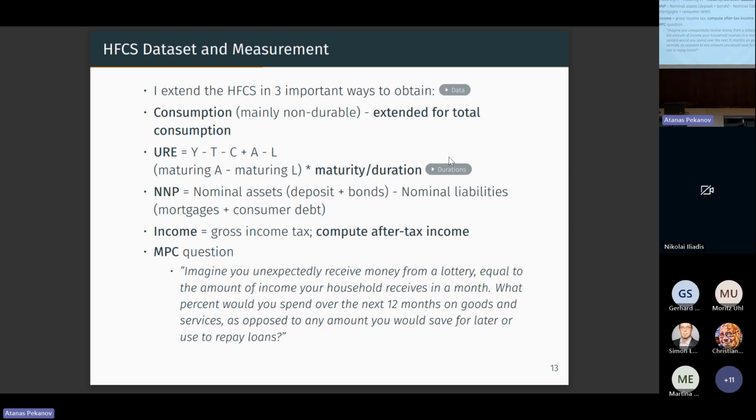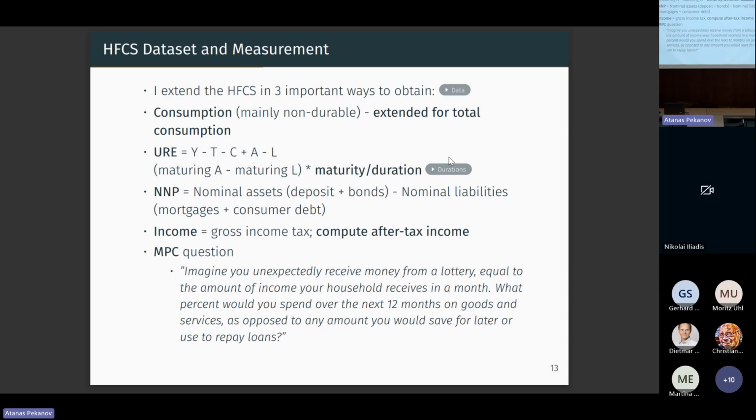First, because the HFCS gives me data about household consumption, but only part of it, so only non-durable consumption. So I scale up to obtain total consumption of households by taking the different shares that different households have in terms of services and durable. For example, richer households consume more durable consumption, whereas poorer households, a bigger share of their consumption is non-durable consumption. So just scaling all of the households upwards doesn't work. That would give us a biased result. So I scale up consumption to get total consumption.